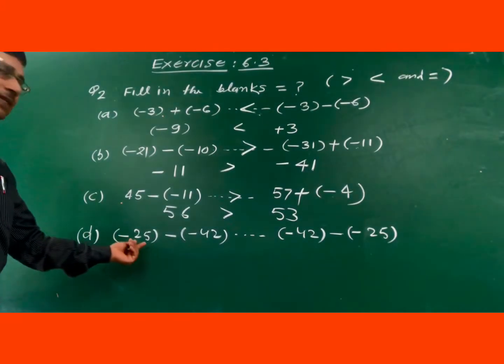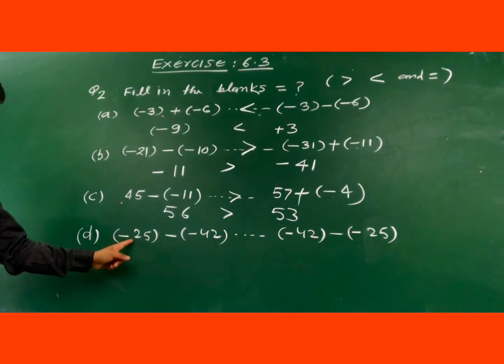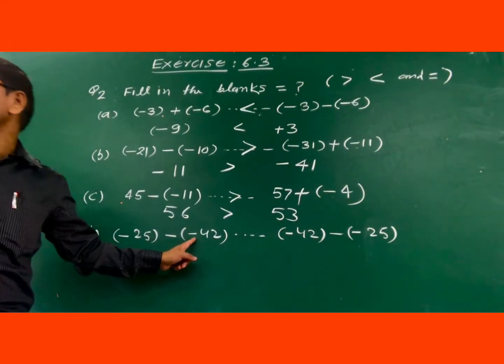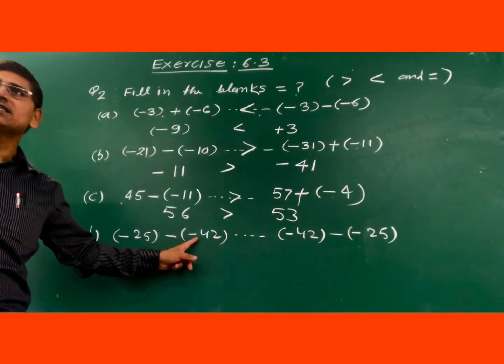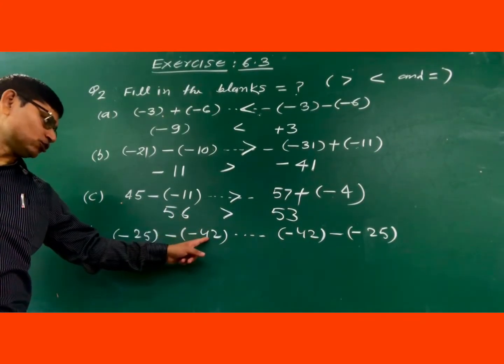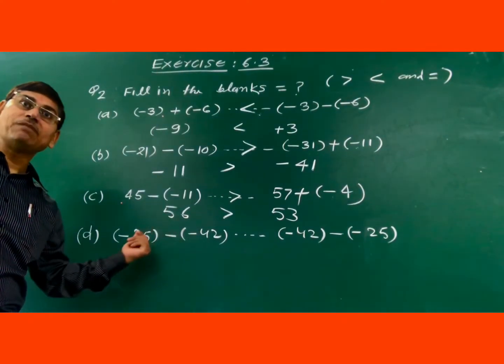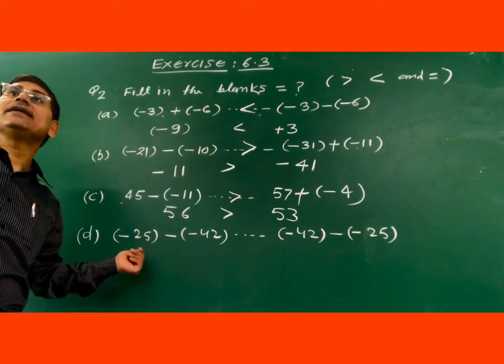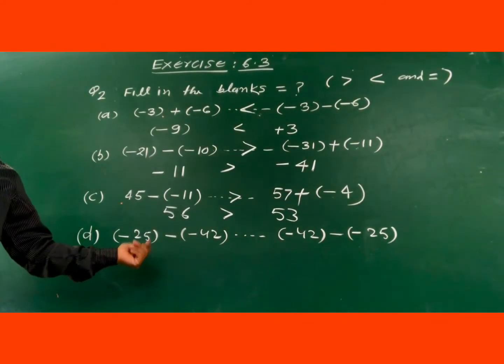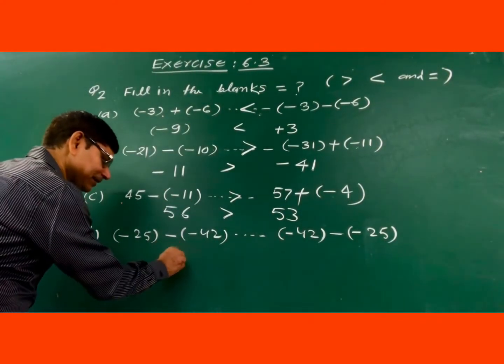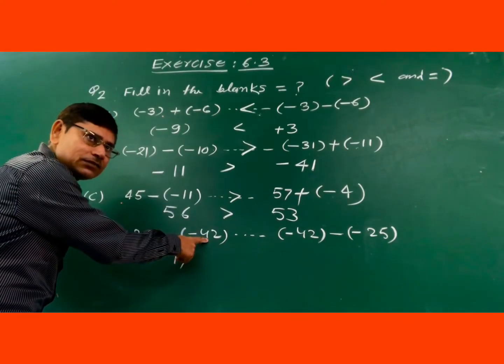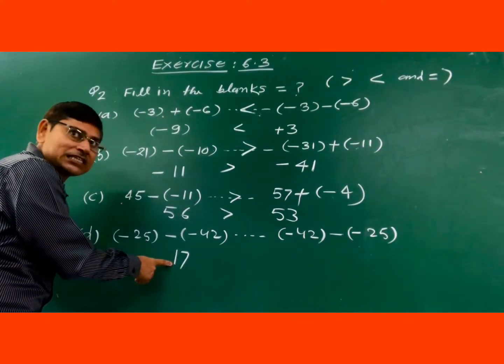And after that, this question, that is -25, minus and minus what? Minus and minus, plus 42 and minus 25. Plus 42 and minus means 42 minus 25. How? 17, because 42 is largest. So you will mark plus.